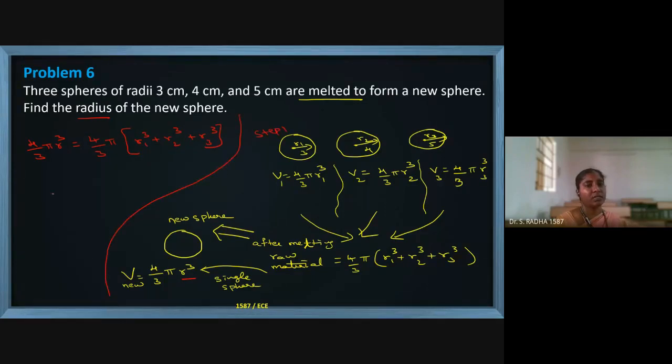Then this is step 2, we are calculating. 4 by 3 pi gets cancelled. R cube is 3 cube plus 4 cube plus 5 cube. It is 27, 64, 125. If you add, it is 216, which is nothing but 6 cube. 216 is 6 cube. So the answer is 6 centimeter, the units being centimeter because R1, R2, R3 are in centimeter.